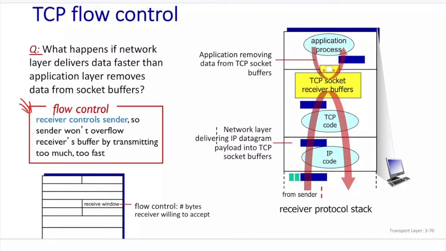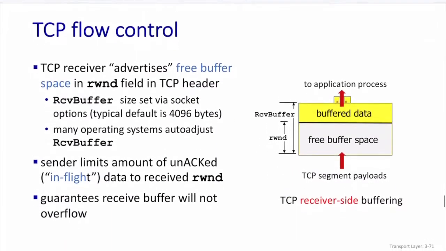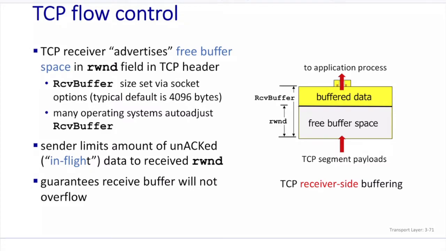Okay, and as we mentioned before, there is a 16-bit field in the TCP header. We use this specific field called receive window, or receiving window, to tell the sender you should send faster or you should send slower. Okay, so take a look at this figure. That is the receiver.